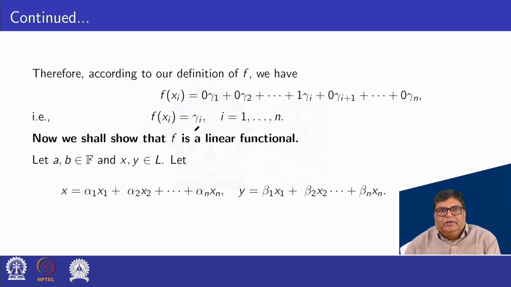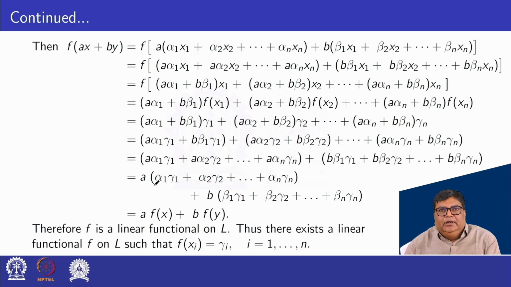So as per this we can write here a into f(x) plus b into f(y). So f(ax plus by) is equal to a into f(x) plus b into f(y). Therefore f is a linear functional on L. Thus there exists a linear functional f on L such that f(xi) is equal to gamma i for i equal to 1 to n.